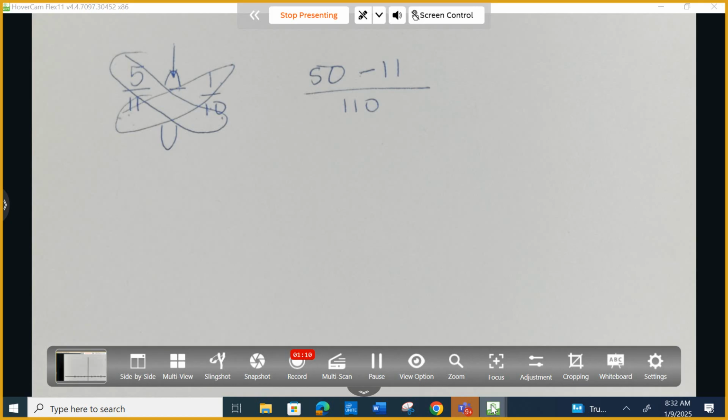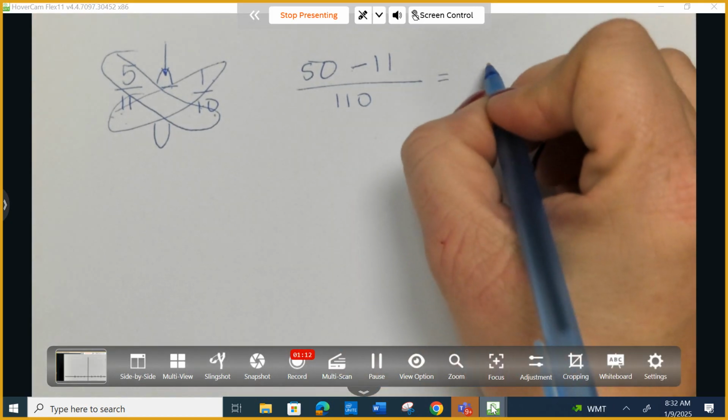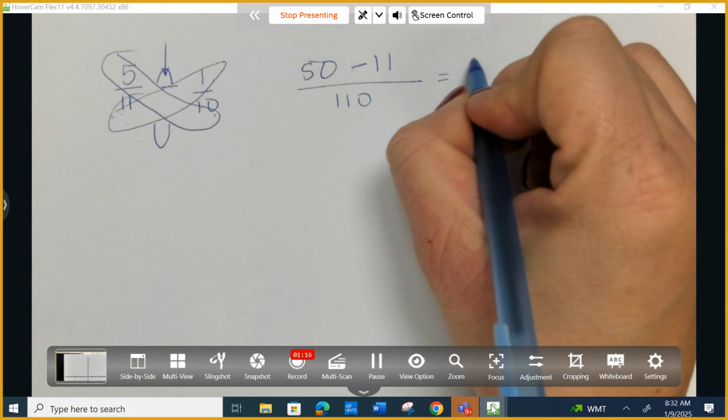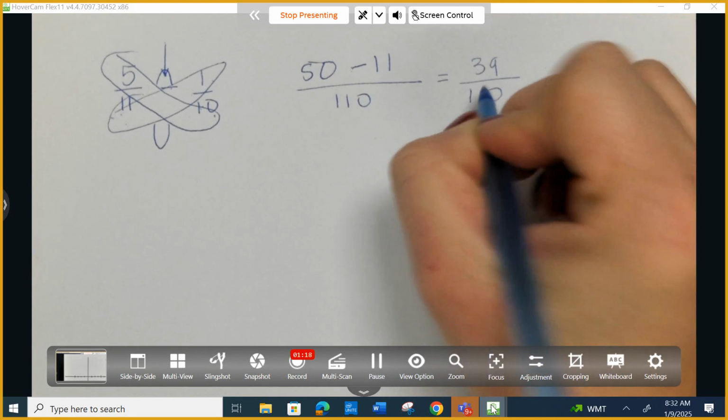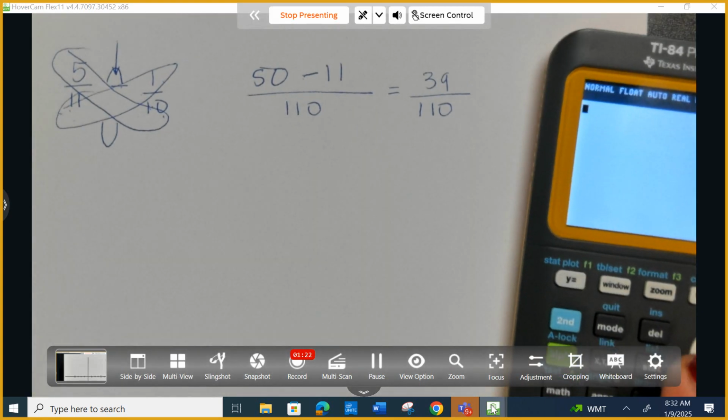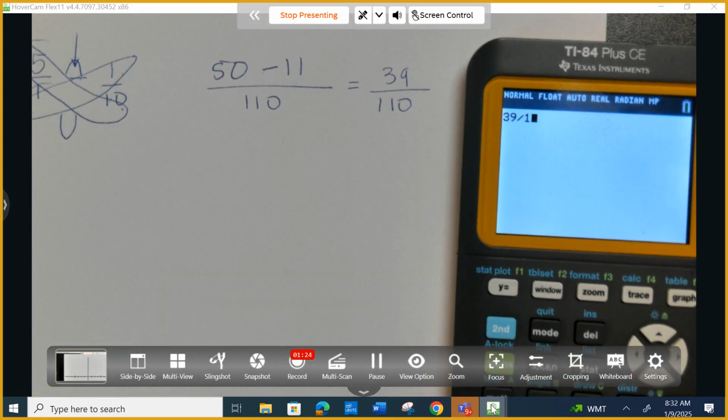Now what is 50 minus 11? Well, I know 50 minus 10 is 40, and I need one more, so I have 39 over 110. I'm feeling pretty confident about that, but I can check whether this can be simplified even further by going 39 divided by 110 and hitting math, fraction, enter, enter. We can see it cannot be reduced.